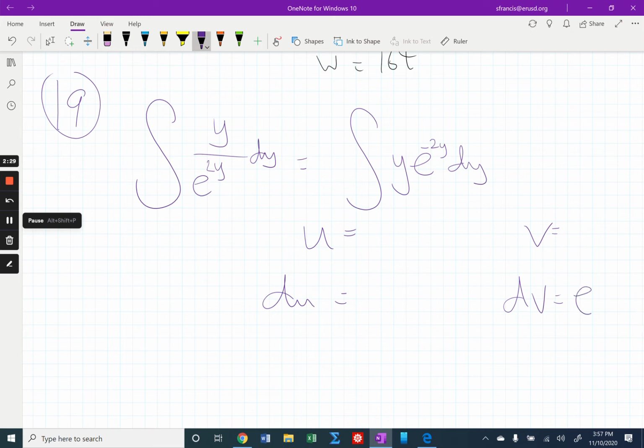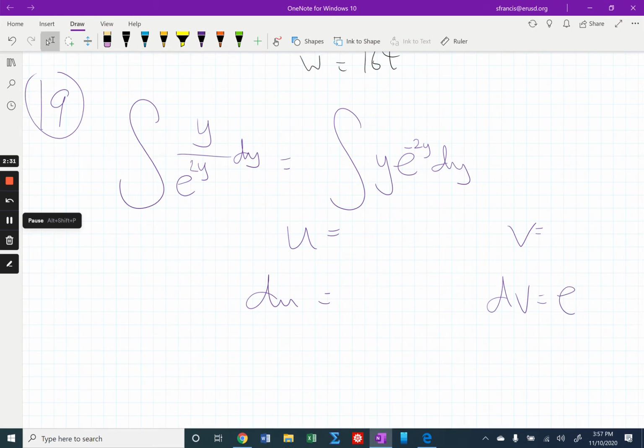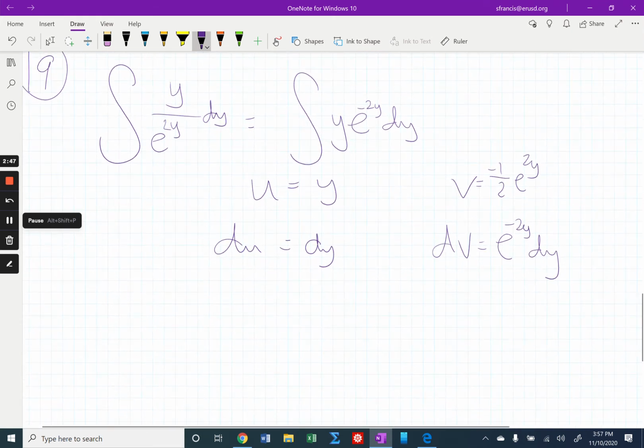If you use LIPET, P comes before E, so the polynomials come before the exponentials. And so you're going to want something like this. This will be dy, and this will be negative 1/2 e to the 2y. And then when you put it back together, it's the same process as you did over here for finishing the problem. So I'll leave that for you.